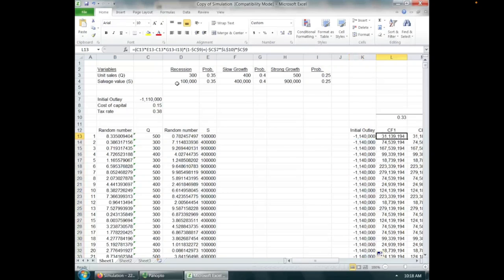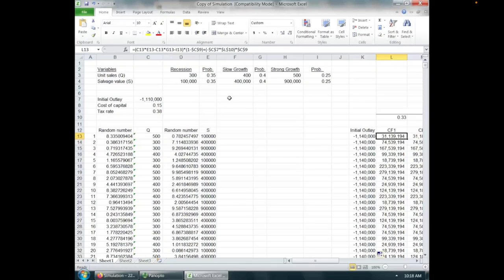Now, cash flows. Now, how are we supposed to generate cash flows? If you remember, in this case, we have revenues, then we have to subtract variable cost, then we have to subtract fixed cost, then we have to subtract depreciation, then we subtract taxes, we get net income, we add back depreciation, and also add the changes in net working capital.